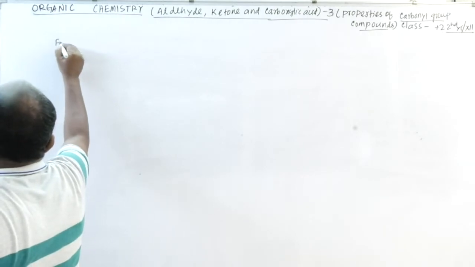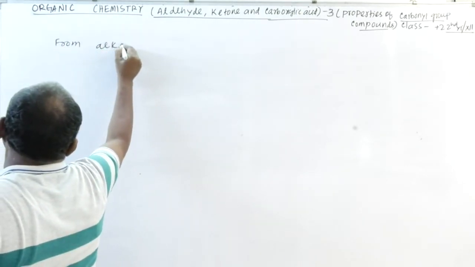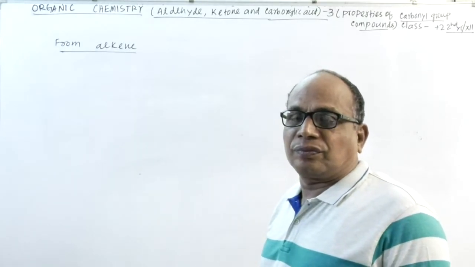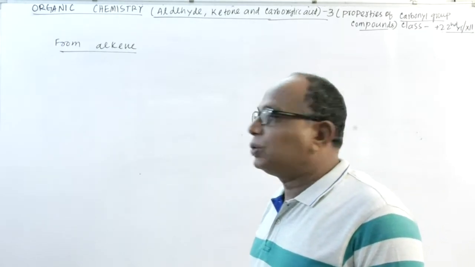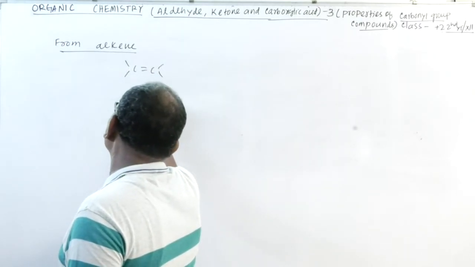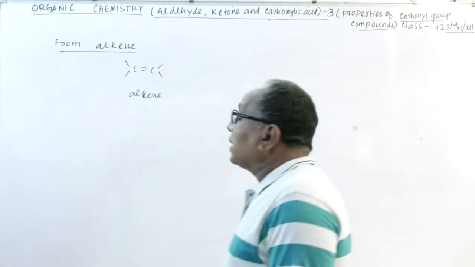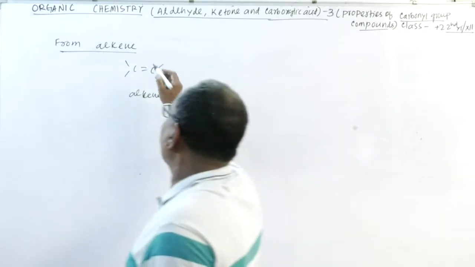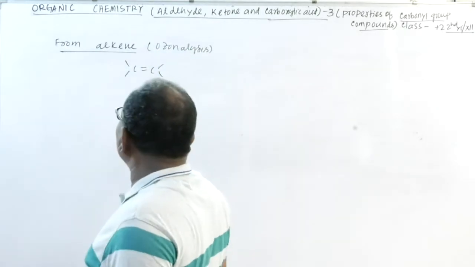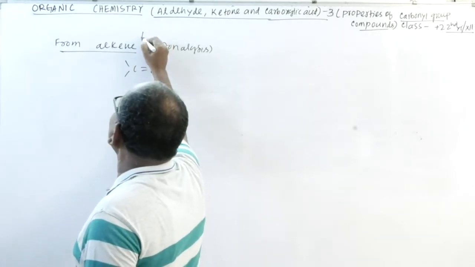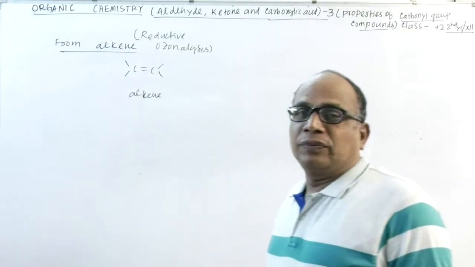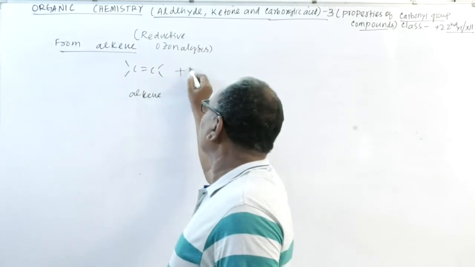Next, come to how you can prepare the aldehyde and ketone from alkene. You know alkene contains a carbon-carbon double bond. The alkene is converted to a carbonyl group by the process called ozonolysis, that is reductive ozonolysis. Ozone means O3.